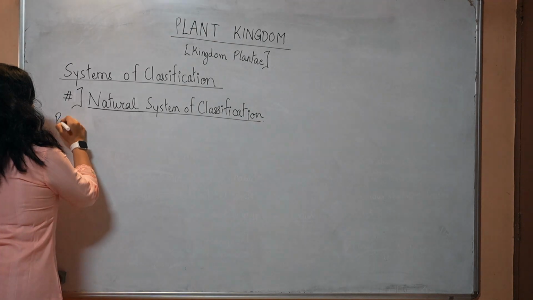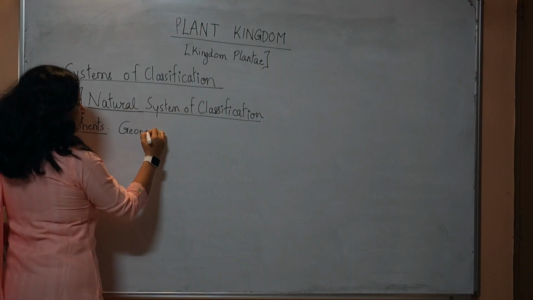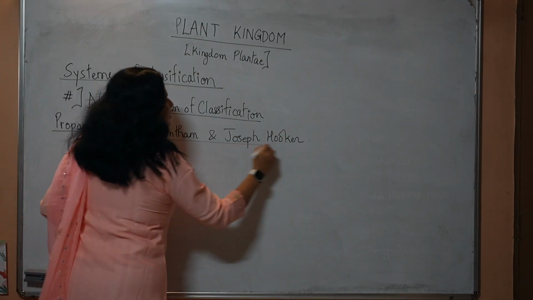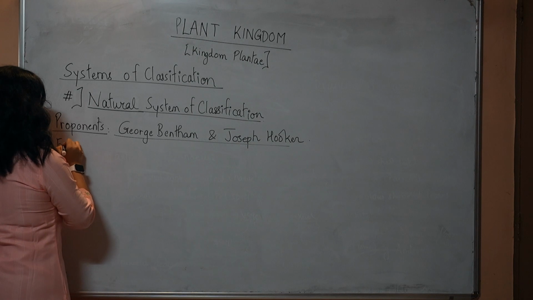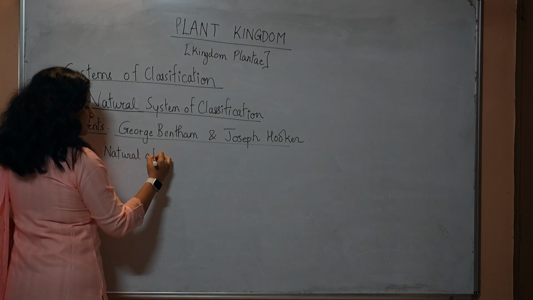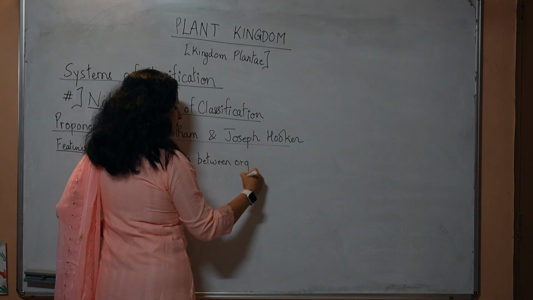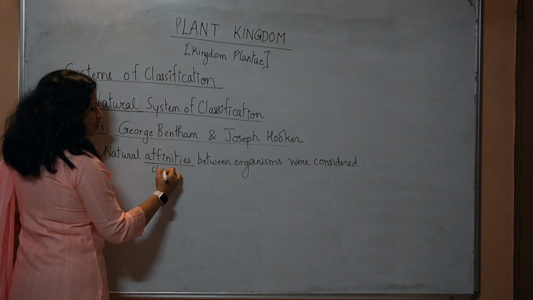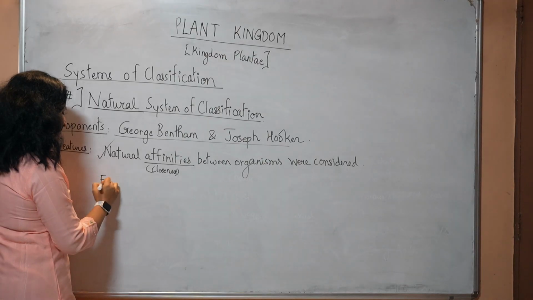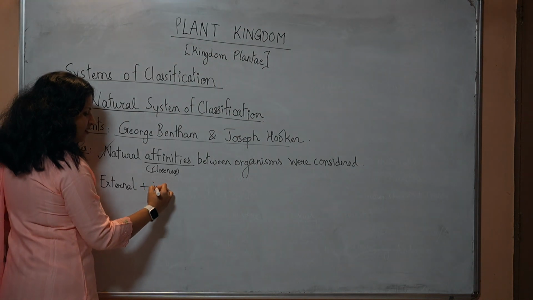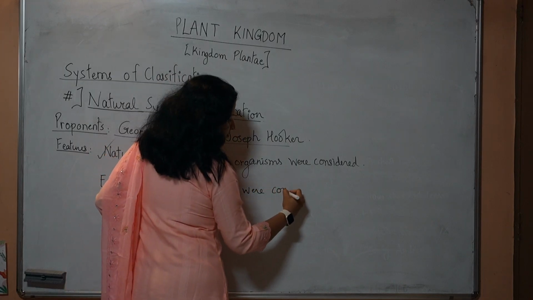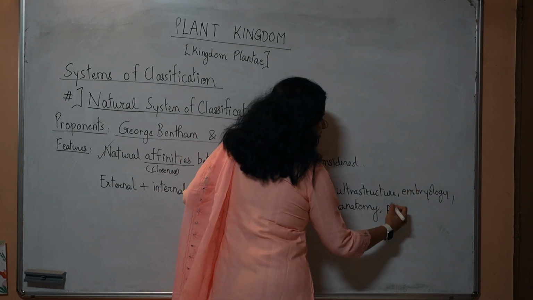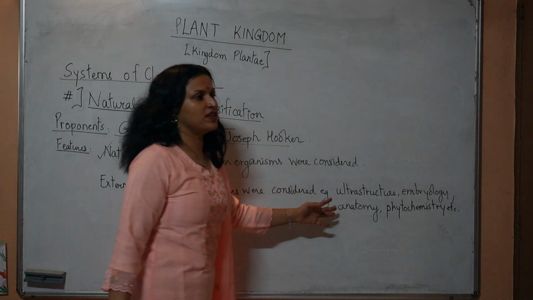The proponents of this one were George Bentham and Joseph Hooker. Bentham and Hooker classification, also it is called. The features of this was natural affinities between organisms were considered. Important sentence from NCERT, natural affinities. Affinities means closeness between organisms were considered. External plus internal characters were considered. For example, ultrastructure, embryology, anatomy, phytochemistry are considered for classification purposes.